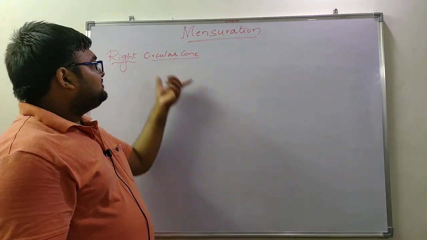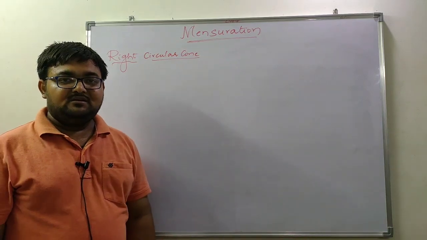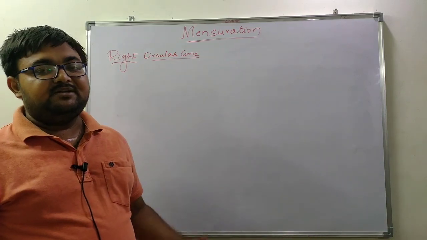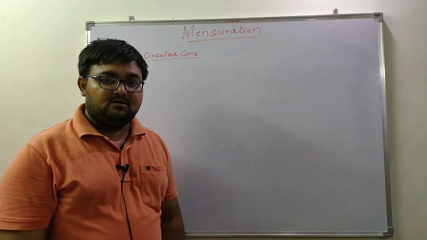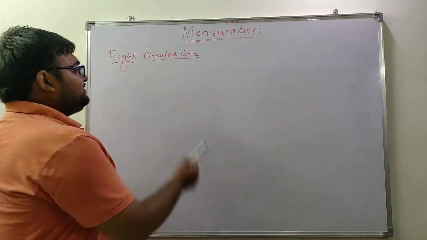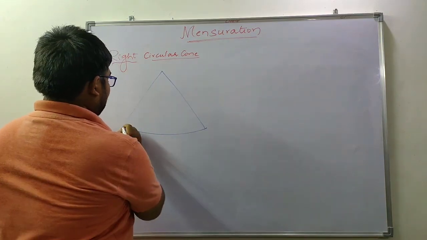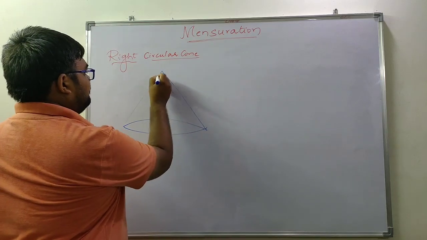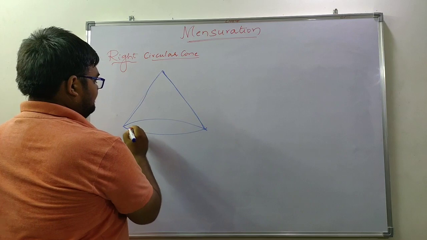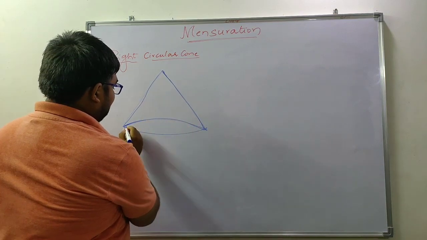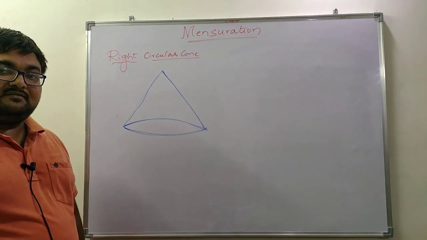Now let us see. This right circular cone belongs to the family of the right pyramid. So using the formulas of the right pyramid, we are going to prove the formulas for a right circular cone. First of all, let us see how the cone will be. If you observe a cone, it will be like this. The base of the cone is in the shape of a circle.